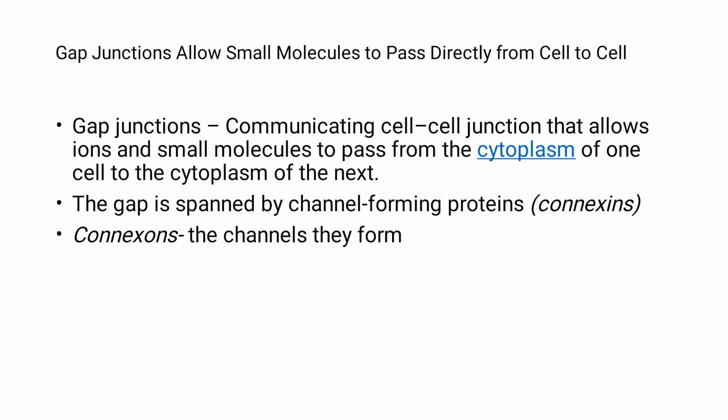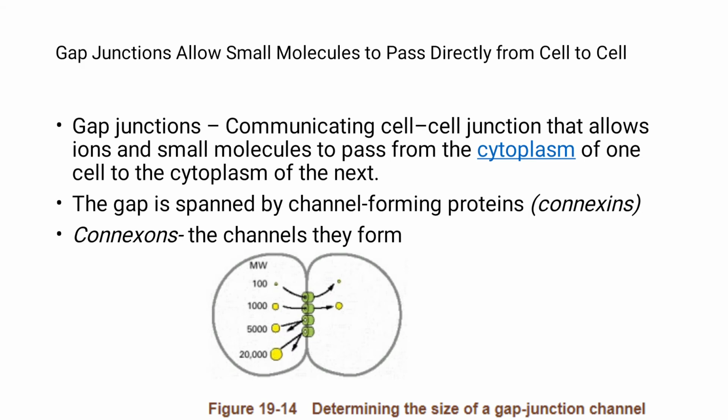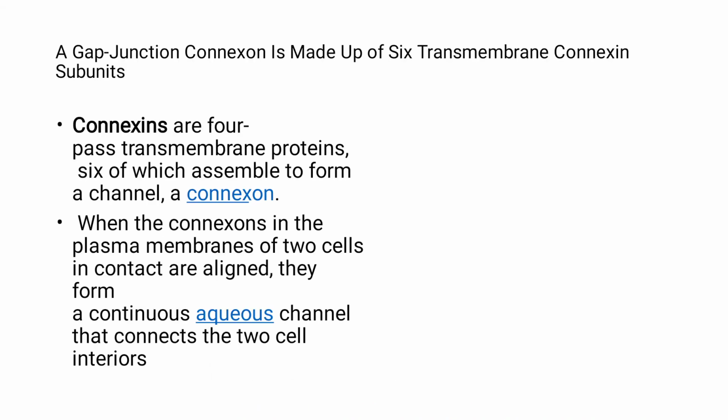So a gap junction connexon is made up of 6 transmembrane connexin subunits. Connexins are 4-pass transmembrane proteins, 6 of which assemble to form a channel, or a connexon. When the connexons in the plasma membranes of two cells in contact are aligned, they form a continuous aqueous channel that connects the two cell interiors. The connexons hold the interacting plasma membranes at a fixed distance apart.